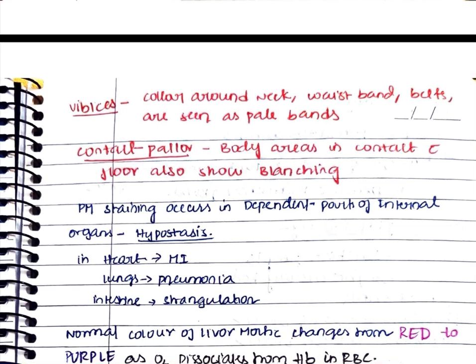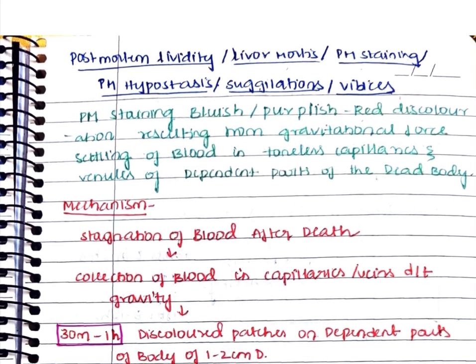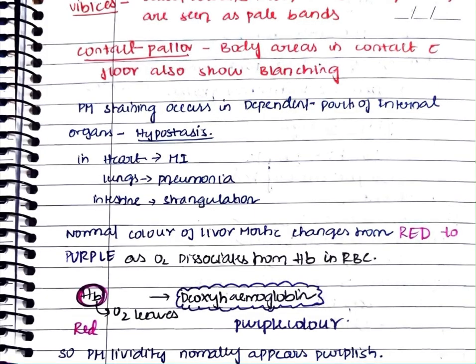So postmortem staining occurs in the dependent part of the internal organs also. That's why it is called hypostasis. Now we can know the meaning of the different names: postmortem lividity, postmortem staining, because it is staining in bluish purplish reddish color; livor mortis; hypostasis, because the internal organs are also getting stained; and MBBS, which we have seen. So in the heart, it is misinterpreted for myocardial infarction, and in the lungs it is misinterpreted for pneumonia. In the intestine, it is misinterpreted for strangulation.